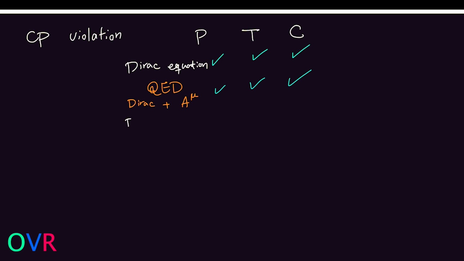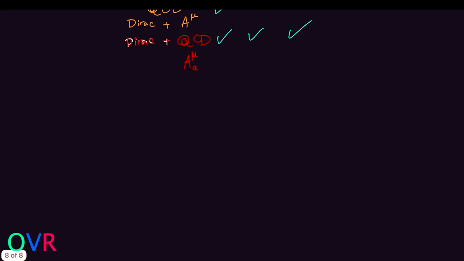The other one is the Dirac equation plus QCD, or the same type of field. You call them Yang-Mills fields, but you add some index here. And this also individually respects these symmetries. So any combination of them, CP, CPT, is also well respected. There is one exception, which is the weak force. The weak force is a little bit different.